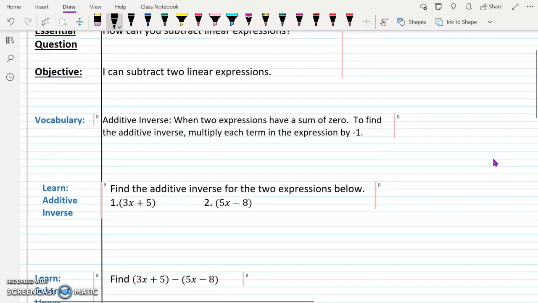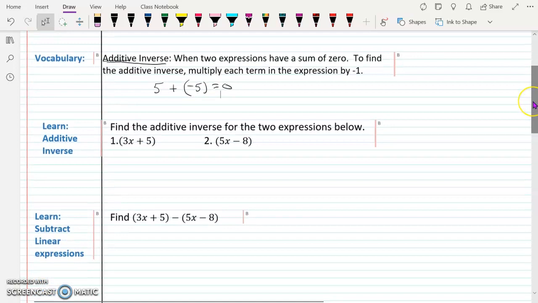Another concept that we need to talk about is the additive inverse. So an additive inverse is when two expressions have a sum of 0. To find the additive inverse, you multiply each term in the expression by -1. So, for instance, 5 plus -5 equals 0. Therefore, -5 is the additive inverse of +5. Okay? So let's go ahead and take a look at how do I find an additive inverse.